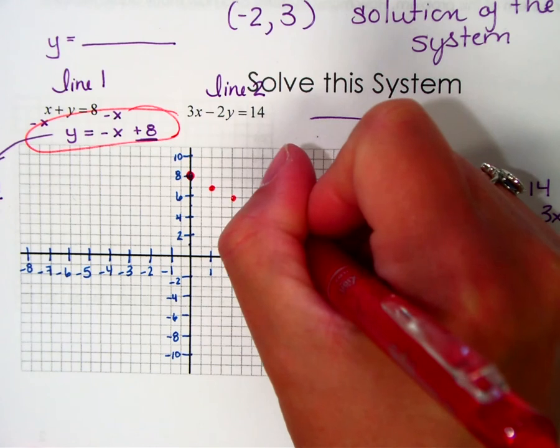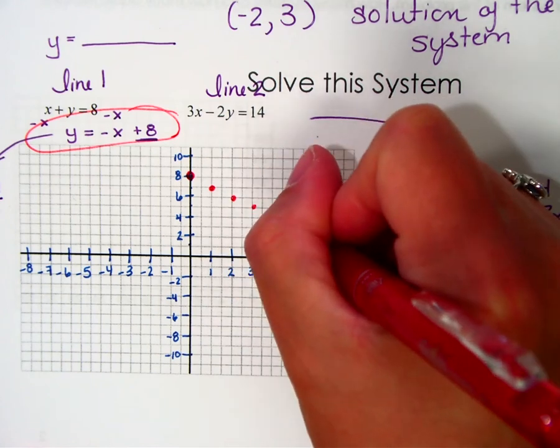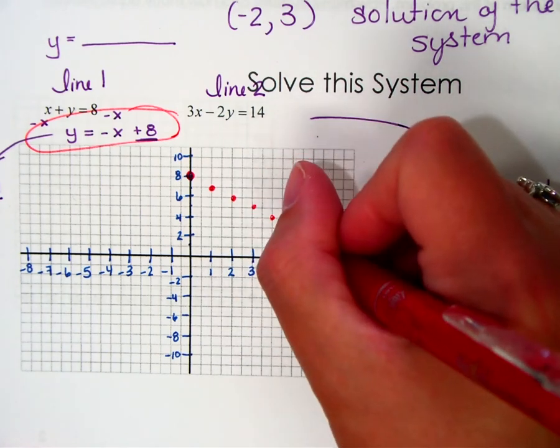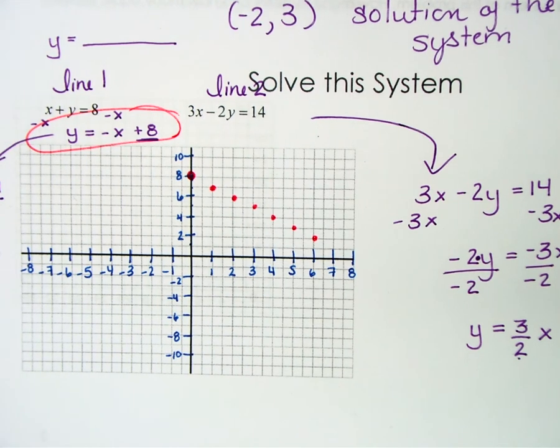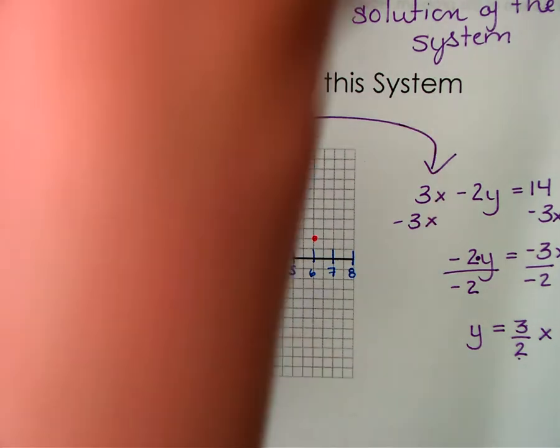Is our point of interest +6 over +2? What are we talking about? I don't know what you're referring to. Our solution. Okay, we haven't even graphed the second line, bud. So I don't know.